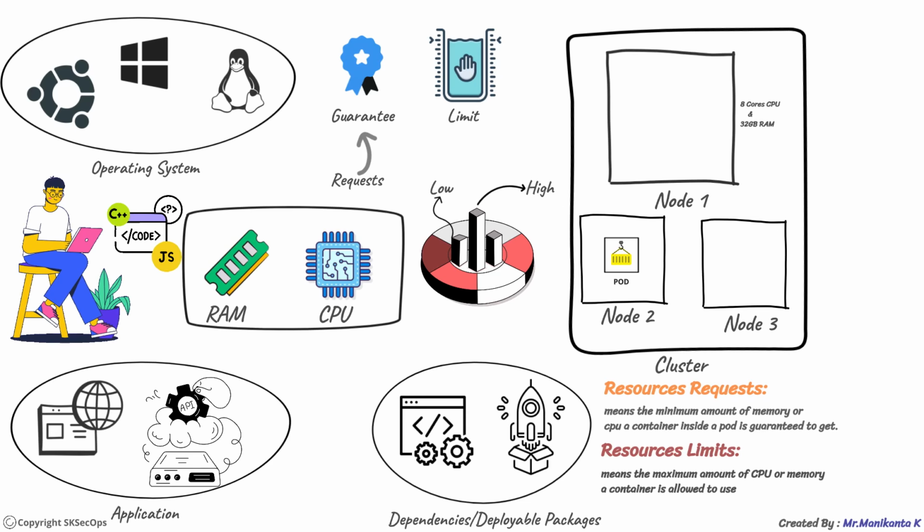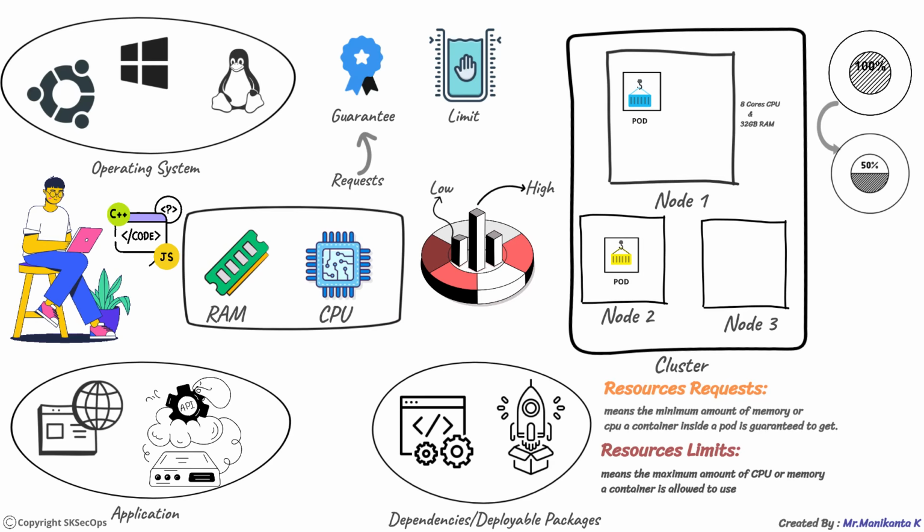Let's say node 1 has 8 CPU cores and 32 GB RAM. We consider this as 100% full resource capacity. Now I launch a pod that requires 4 CPU cores and 16 GB RAM. Kubernetes checks which node has enough CPU and RAM, and it assigns the pod to node 1 because node 1 has more capacity in terms of size, and you can see it is somewhat bigger. After this, the resource capacity on node 1 is reduced to 50%.